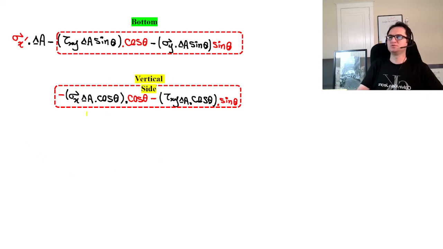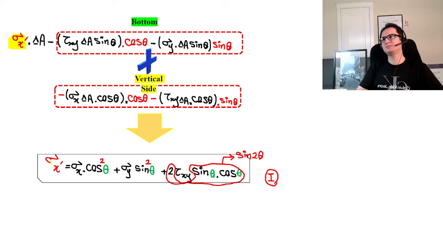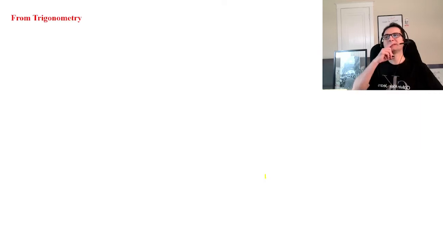So if you just go by the bottom and the sides and add them up together, it gives you an equation for sigma x prime, which is sigma x cosine squared theta plus sigma y sine squared theta plus 2 tau xy sine of theta times cosine of theta, which is sine of 2 theta. If you call that equation 1, let's see what else we have.